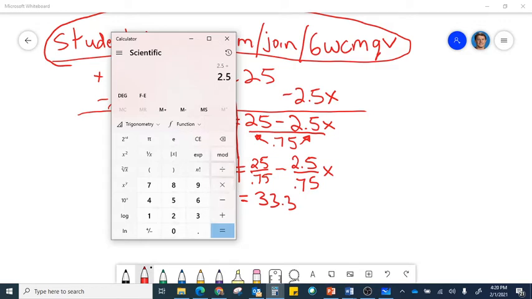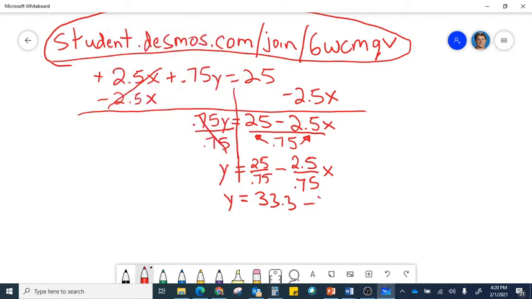2.5 divided by 0.75. So think about this. If we divide by something that's less than 1, that number is going to become greater. So this number has to become greater than 2.5. All right, when we hit the equal sign, sure enough it does. It's 3.3. Okay? So minus 3.33x.